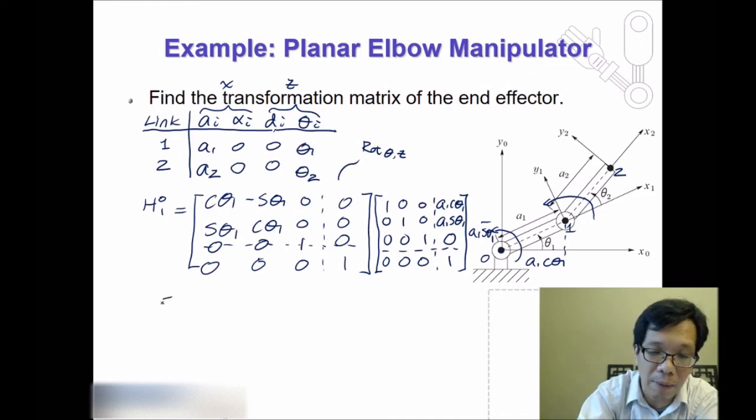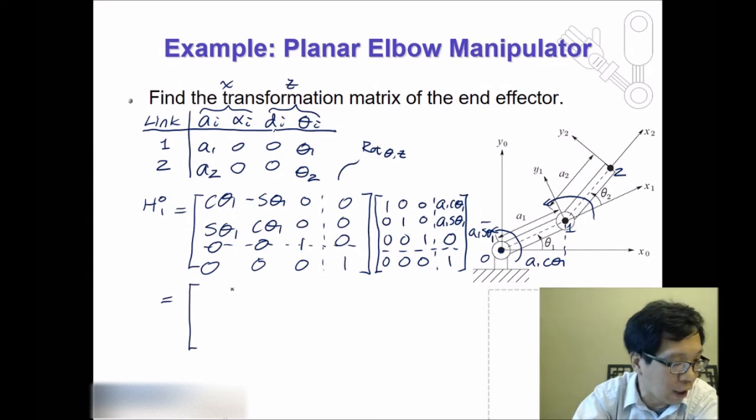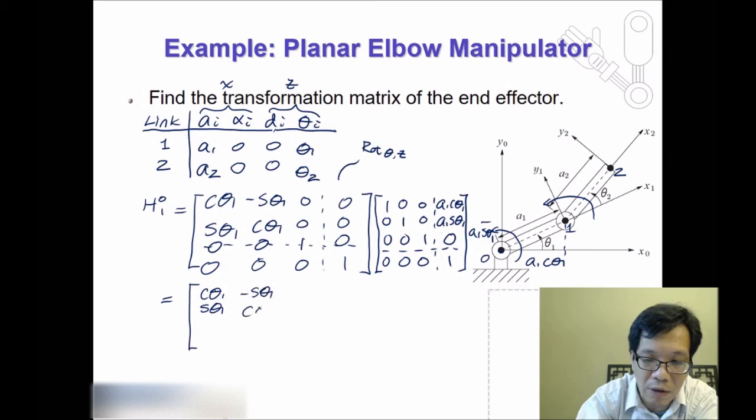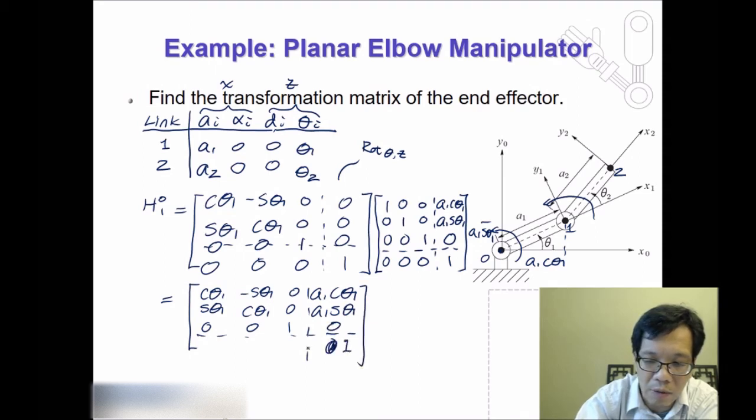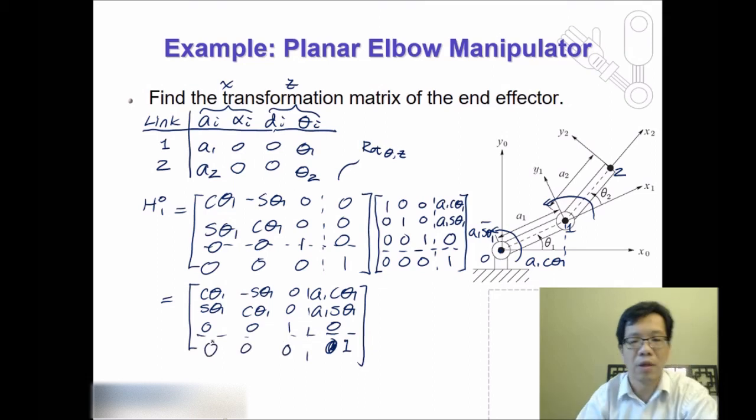So if you come up with an equation like this, you're going to find this specific configuration is going to be cosine theta 1, sine theta 1, negative sine theta 1, cosine theta 1, 0, 0, 0, 0, 1, and this is going to be a1 cosine theta 1, a1 sine theta 1, 0. Sorry, this is 1, 0, 0, 0. So this is going to be my first transformation matrix.